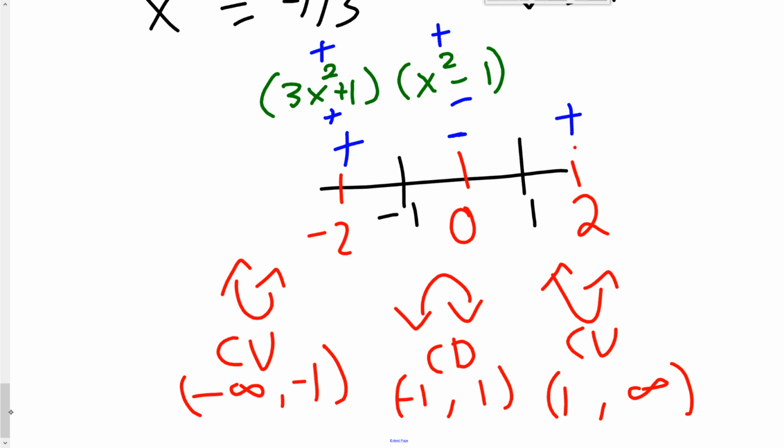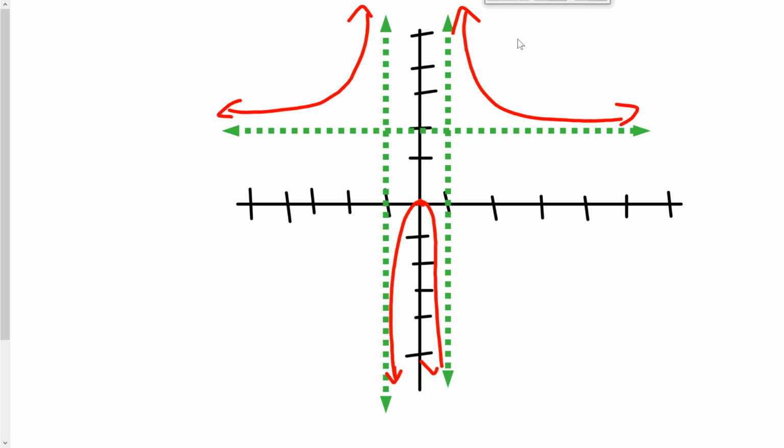So then my graph looks something like this. Here's what my graph would look like. Between -1 and 1, I was concave down, and from -infinity to -1, I'm concave up, and then I was concave up after 1. Positive 1 and -1 were vertical asymptotes, and then my horizontal asymptote. So I graph the horizontal asymptote, the vertical asymptotes, and then I put in my concave up and concave down.